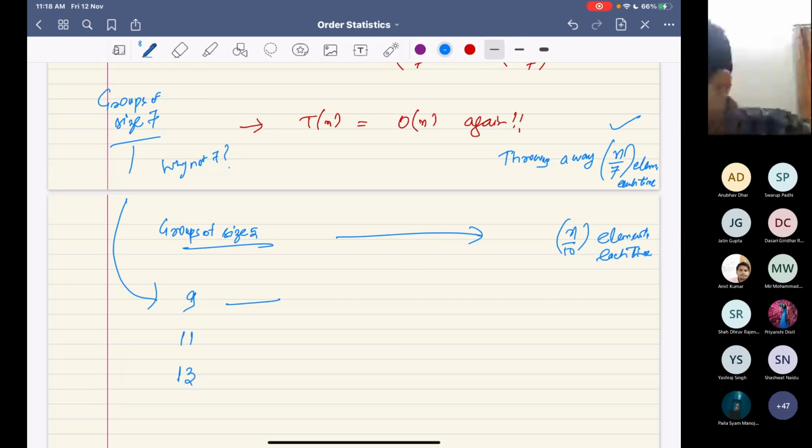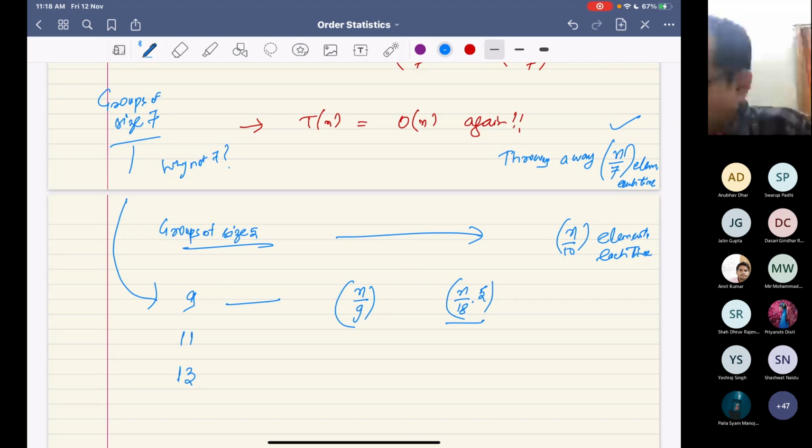So what will be the number for 9? Can we quickly find out? There will be n by 9 medians. So n by 18 times 5. Yes, 5n by 18, and a recursive call to n by 9. 7n by 18. Oh yeah, sorry. So n by 9 and 2n by 18.